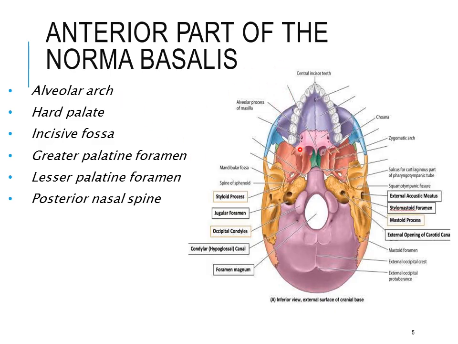The anterior part of the norma basalis consists of the following parts: the alveolar arch or superior alveolar arch, then the hard palate, then we can see here the incisive fossa. Here we have two foramina, one is the greater palatine and the other is the lesser palatine foramen, and the posterior nasal spine.